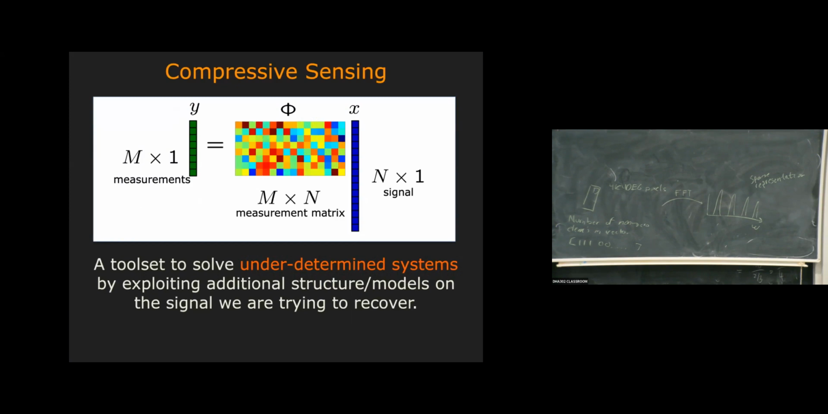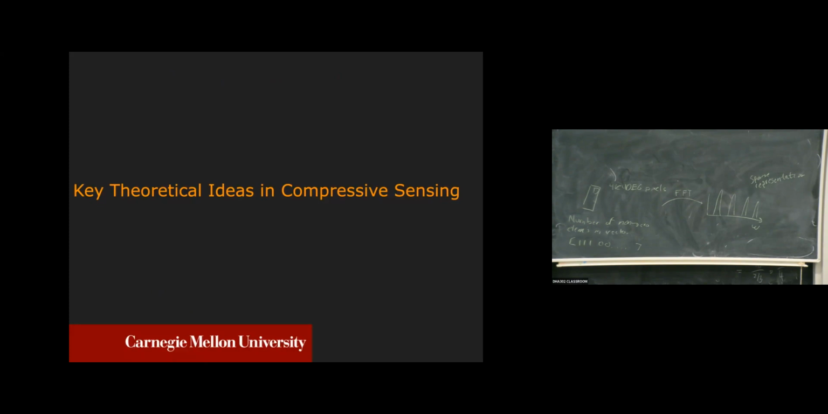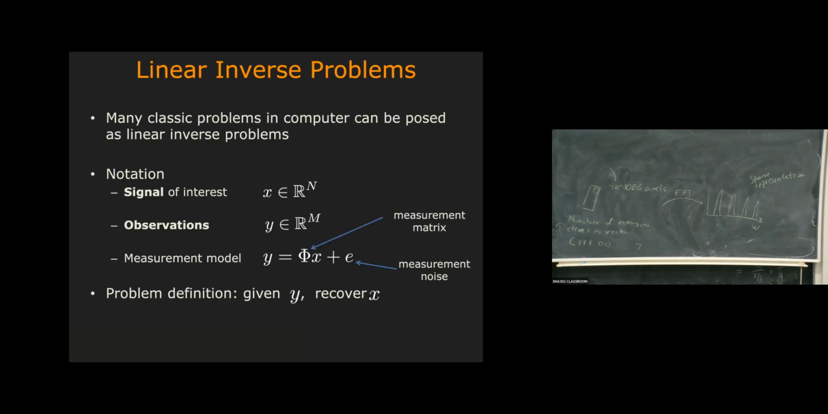But the thing is, we want to solve the underdetermined systems by using additional structure. So, like I said before, underdetermined means that there's an infinite number of solutions, and we want to find the one that is the sparsest, right? So we need to impose constraints. So let's just recap.